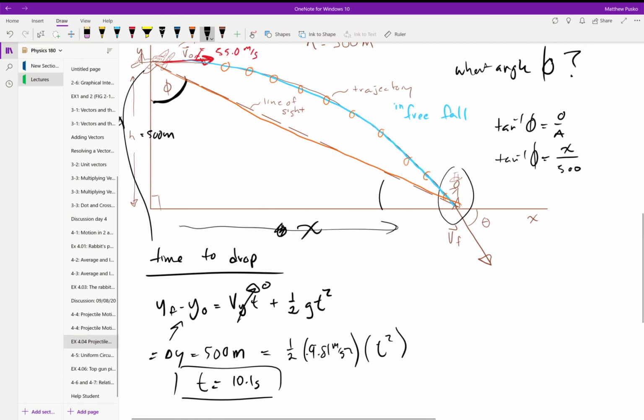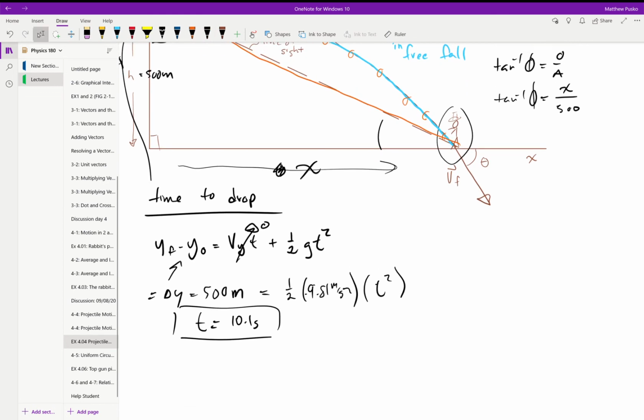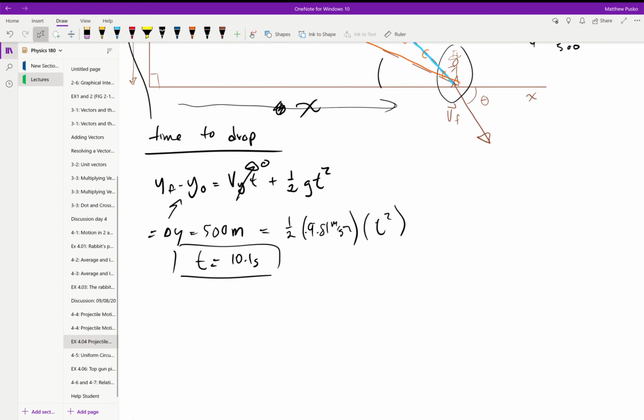With that, we could find out how far it goes right away. So, if we use the formula x final minus x naught is equal to the initial velocity in the x direction times time plus 1/2 acceleration in the x direction times time squared. Well, there is no acceleration in the x. We get to cancel that. The only thing acting on it is gravity, and that's acting in the y direction.